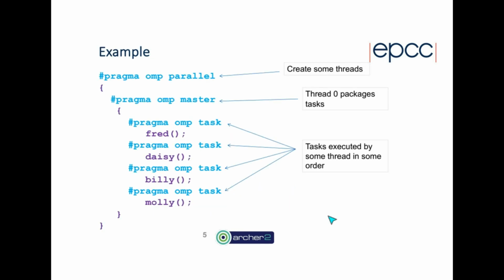Okay, so here's first a simple example. Suppose I have something very simple. Suppose I have these 4 function calls: Fred, Daisy, Billy, and Molly, that I want to execute, and they're all independent of each other. So I don't mind what order they get executed in, and I assume that it's safe to execute them on different threads at the same time.